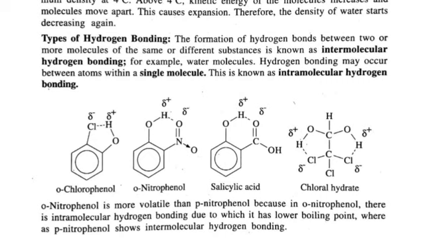Orthonitrophenol is more volatile than paranitrophenol because in orthonitrophenol there is intramolecular hydrogen bonding, due to which it has a lower boiling point, whereas paranitrophenol shows intermolecular hydrogen bonding. So these are the two types of hydrogen bonding. You can see intermolecular hydrogen bonding in water, and intramolecular in orthonitrophenol. So this is our revision of chapter number 4, chemical bonding.